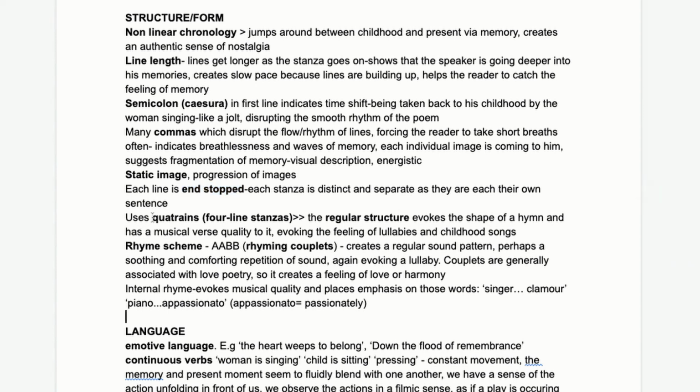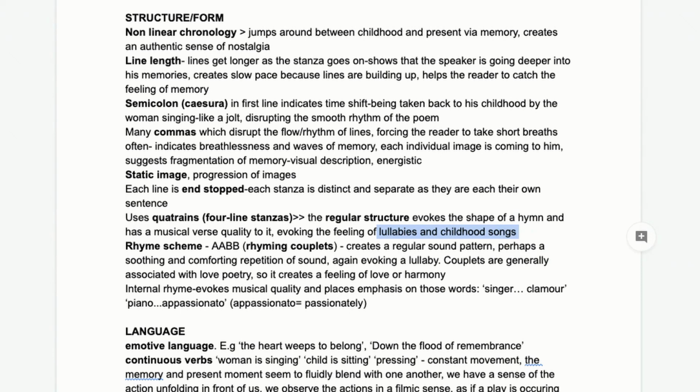He uses quatrains, which is 4-line stanzas, and that's quite regular. There's no irregularity in the stanza length. So I feel like this is kind of like a hymn because he's talking about hymns and singing. It creates the idea of it being a song or a musical verse. It creates the rigid structure of lullabies and childhood songs that are sung to you, and they're quite repetitive and regular. So that's why I feel he uses quatrains, 4-line stanzas.